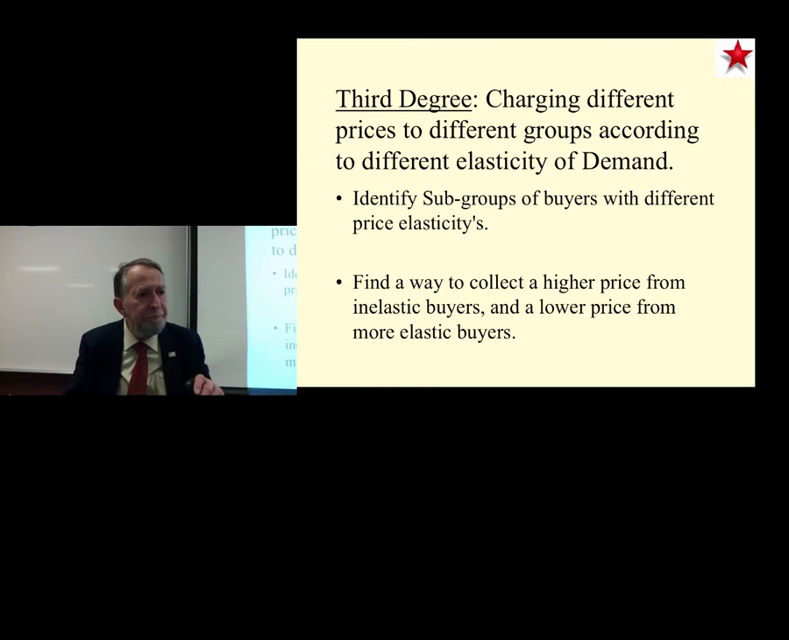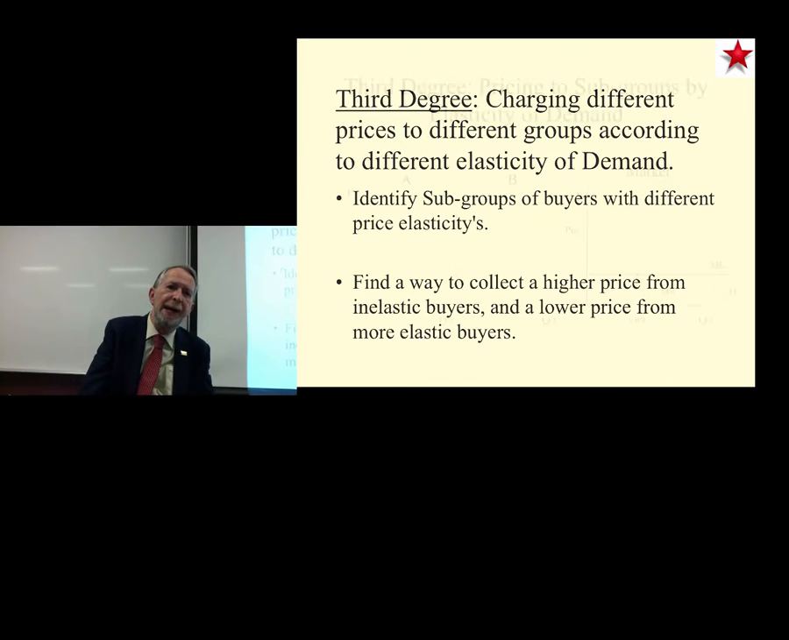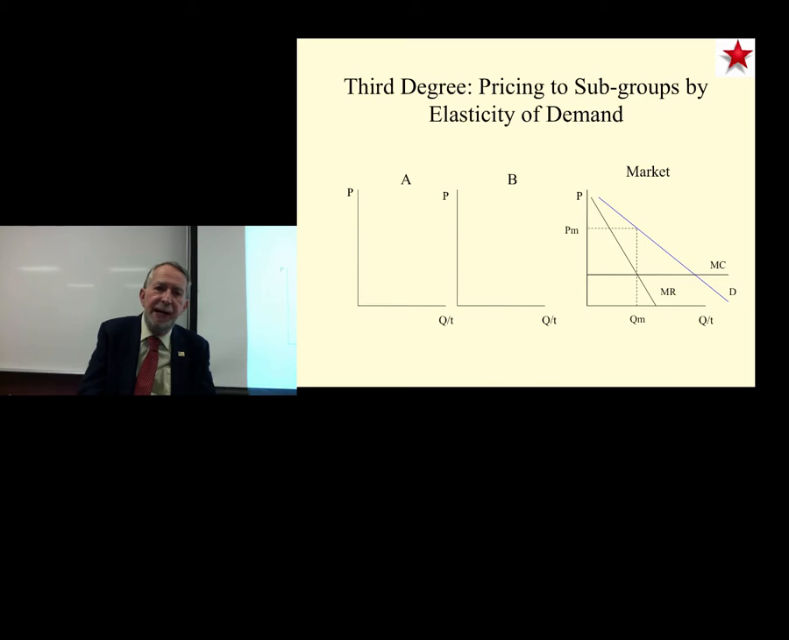Identify who the groups are. Figure out who you want to raise the price to, who you want to lower it to, and then find a way to collect the higher price and lower the price to the other group so they don't cheat, so they don't pretend they're in that group to get the lower price in that way. There are lots of examples of this, but graphically you can see this is the kind of idea.